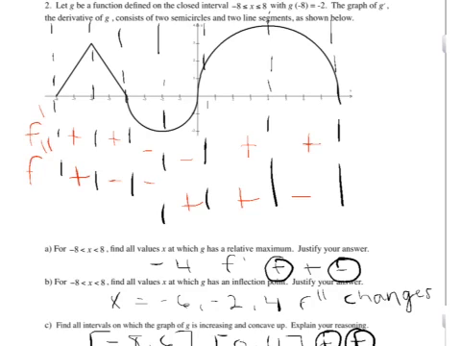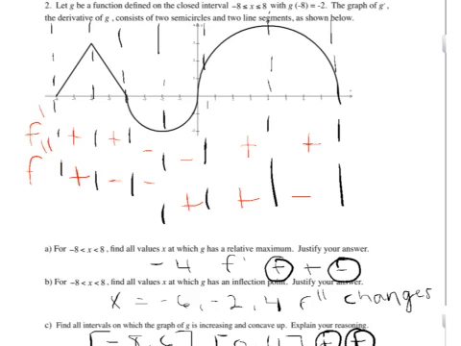For part A, it's asking for -8 less than x less than 8, find all values x at which g has a relative maximum. So at -4, f prime is positive, went from positive to negative. F prime went from positive to negative at 4.